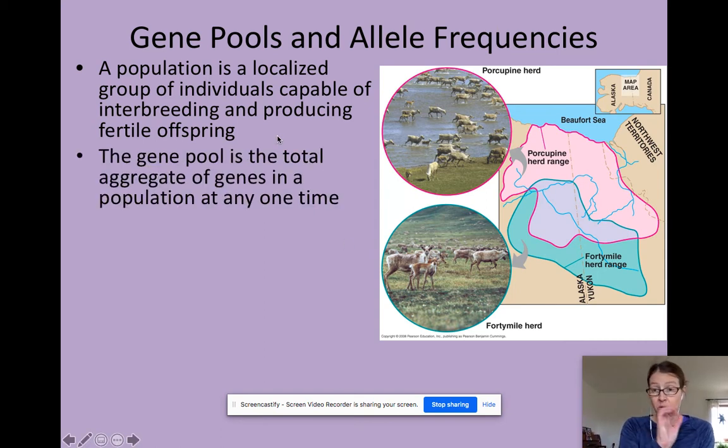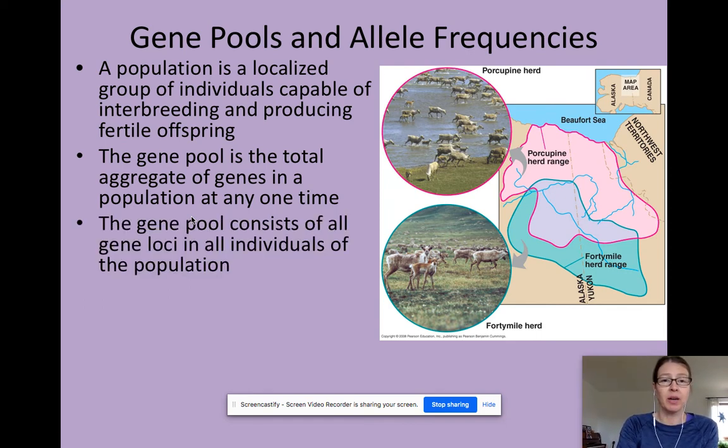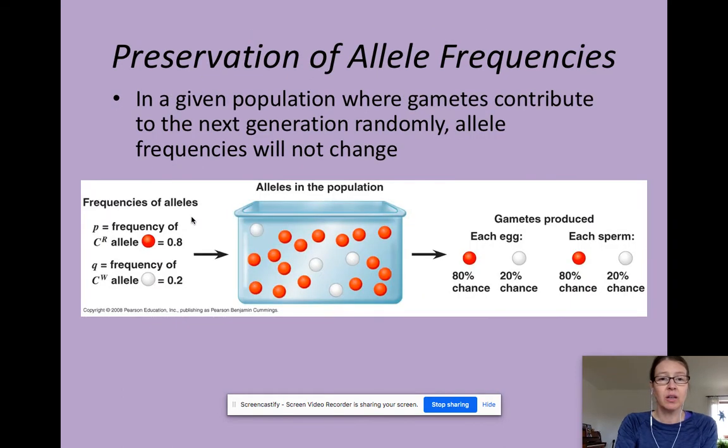The gene pool of a population is all of the genes and all of the alleles of all of the genes in a population at any one time. So if we see a change in the gene pool significantly after many generations, then we could actually measure whether evolution is happening or not. So it's all the gene loci and all the individuals. So all the genes, that includes all their alleles.